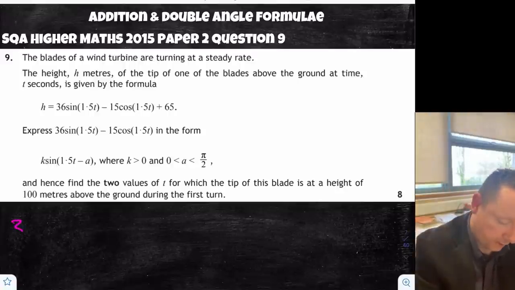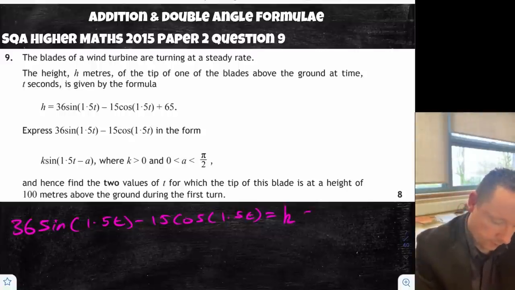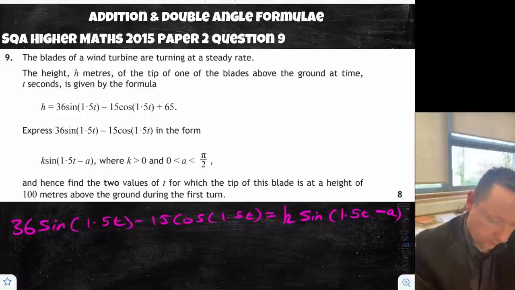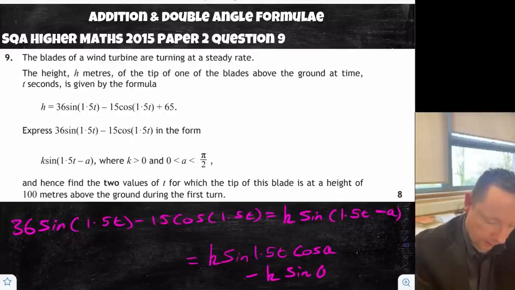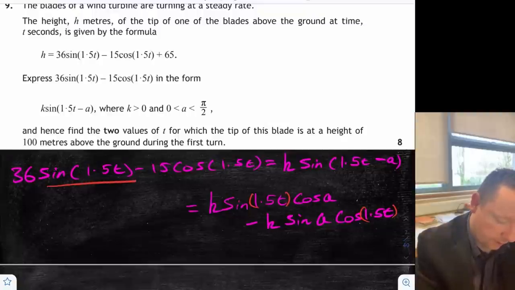So we can write 36 sine 1.5t minus 15 cos of 1.5t equals k sine 1.5t minus a. So expanding the right hand side, that's going to equal k sine 1.5t cos a minus k sine a cos 1.5t. If we look at what's in front of sine 1.5t here, we get 36.